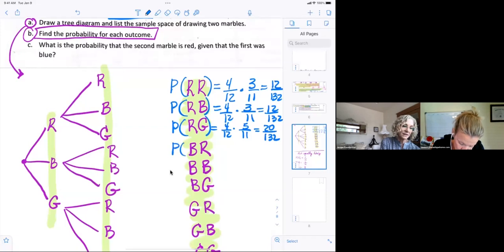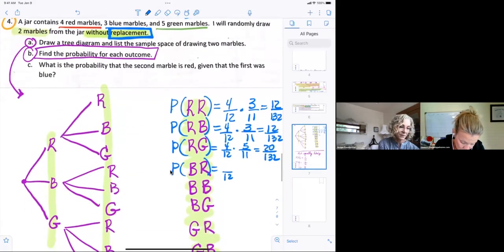Let's continue in the same pattern. So out of the 12 marbles, I'm trying to find the probability of drawing a blue marble, then a red marble. So a blue marble, how many blue marbles? 3 blue marbles, so 3 out of 12. 11 left in the bag, and there's still 4 marbles to choose from.